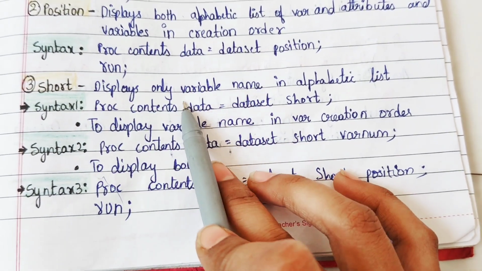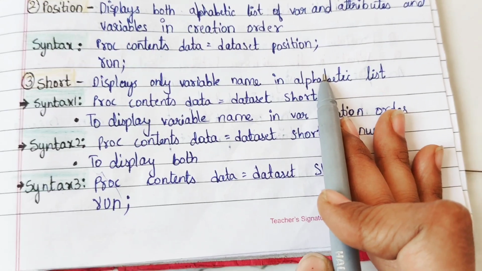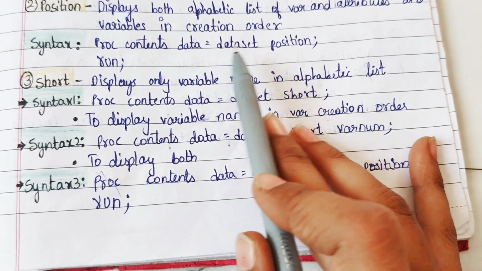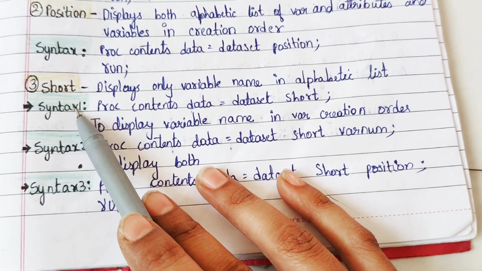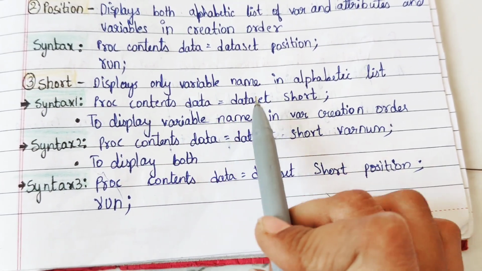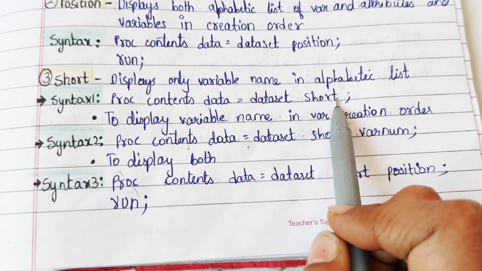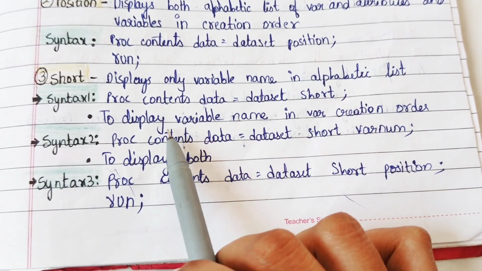So it displays only the variable names in an alphabetic list. Only variable names, suppose var1, var2, var3 like that. You can see the syntax: proc contents data is equal to data set, short option, we are writing semicolon.